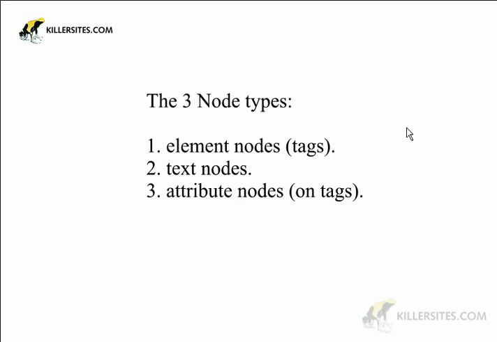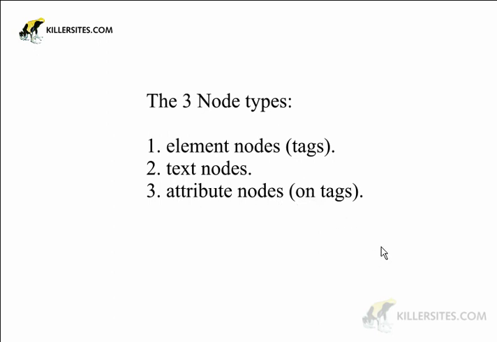So let's go back to our node list here. We have three node types in JavaScript. Well, we have a few more, but there are three key ones. Number one, the element nodes. They're called element nodes, and those are just the tags. You have the text nodes, and that's just the text that lies on the page, of course, the text lying in between the tags. And then you have the attribute nodes. These are attributes of the tag.